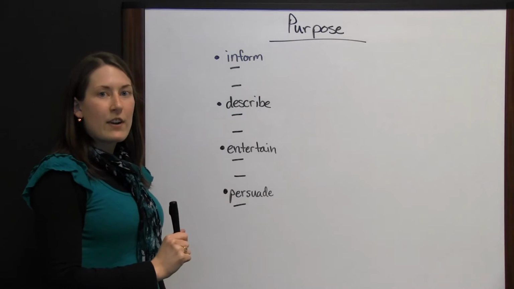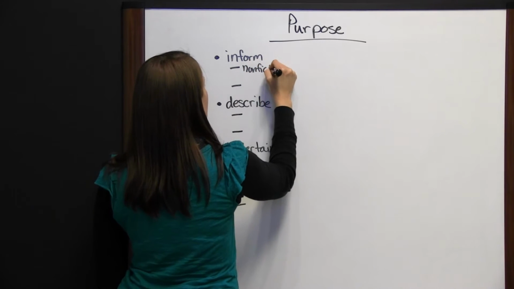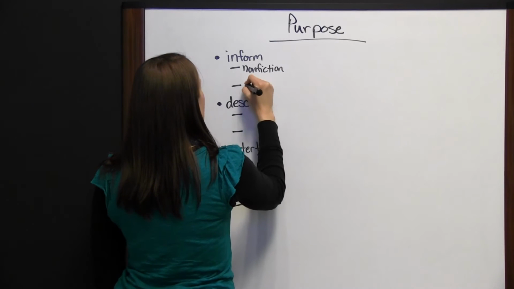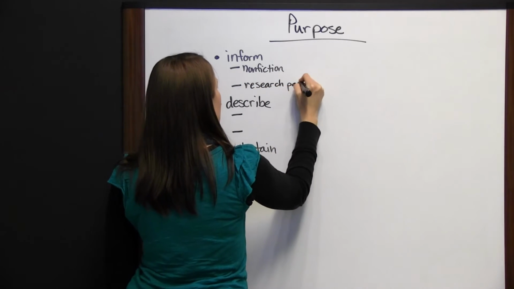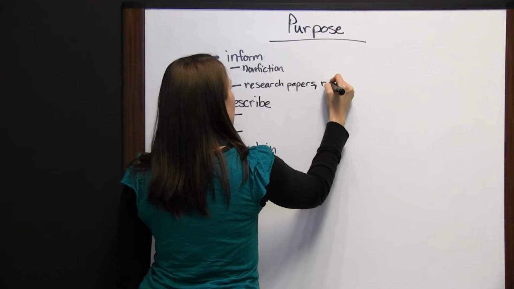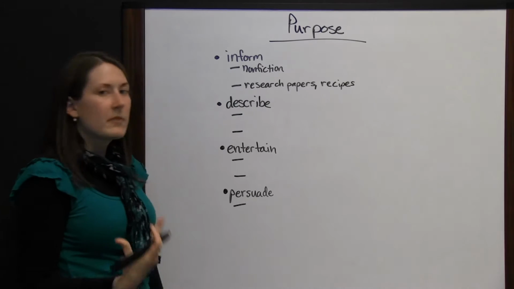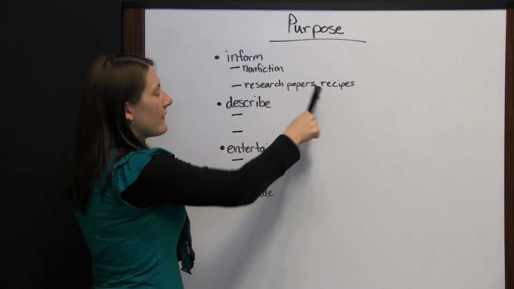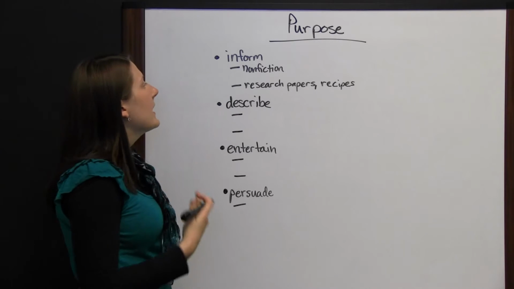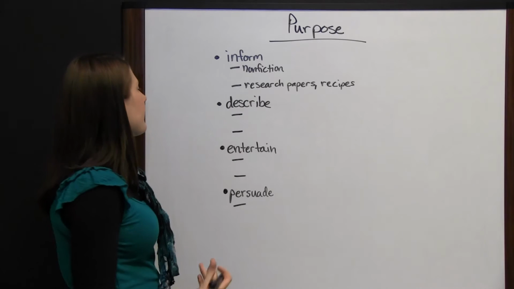If the author is writing to inform, it will probably be nonfiction. And some examples you might see are research papers or recipes. You are getting information. The author is informing you of something. They're informing you how to do something. It's nonfiction. Their purpose is simply to inform you.